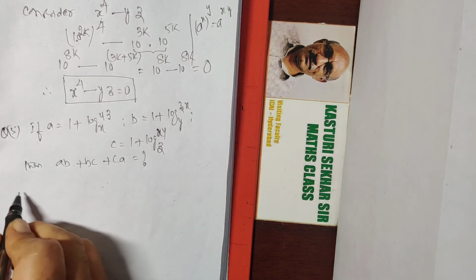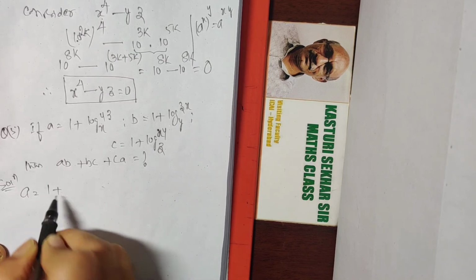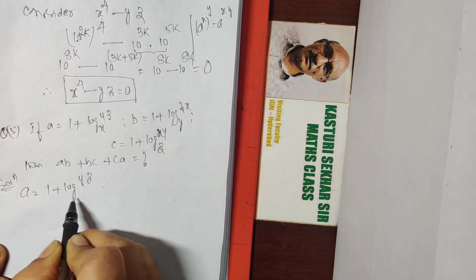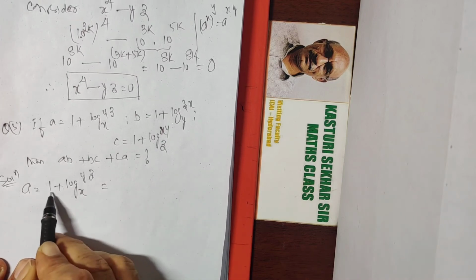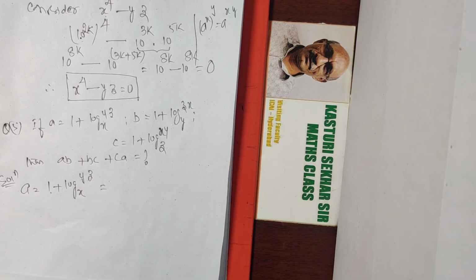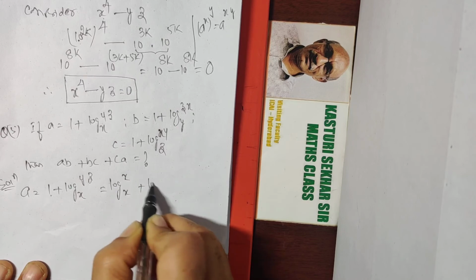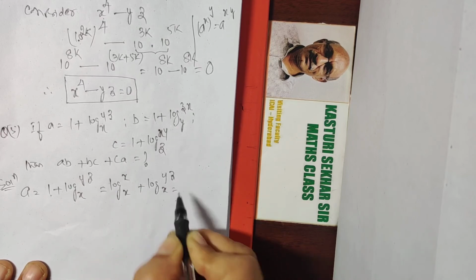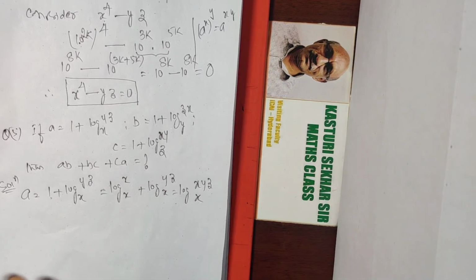Now look at this. See the solution part of this. A is equal to 1 plus log yz to the base x. Now sir, this constant 1 also I want to write in terms of log. We know logarithm of any number having same base is 1. Log x to the base x, log yz to the base x. This can be written as log xyz to the base x.